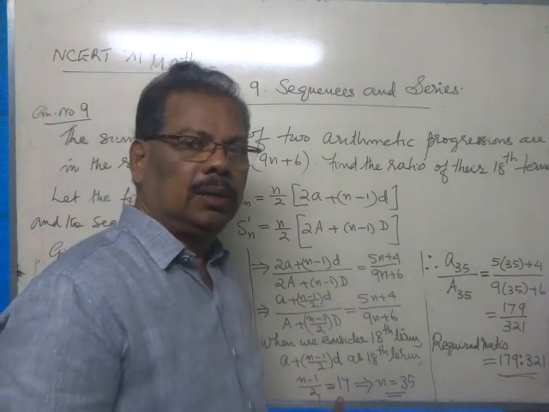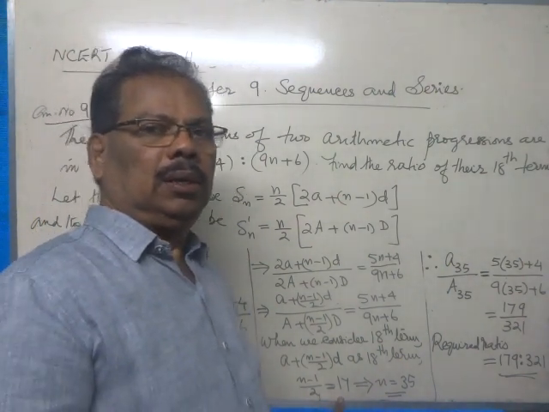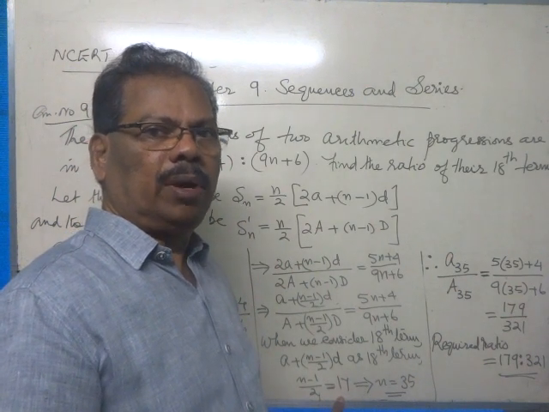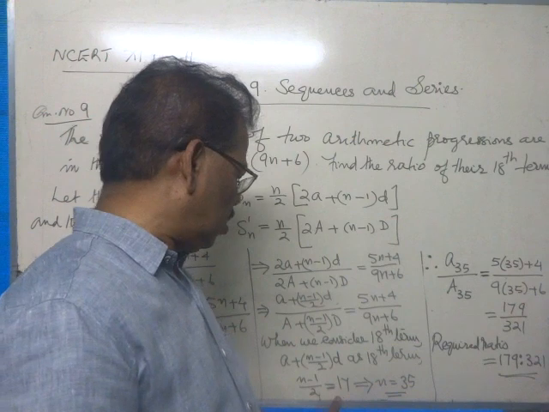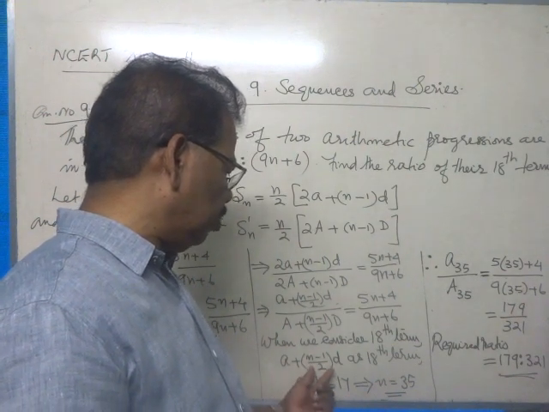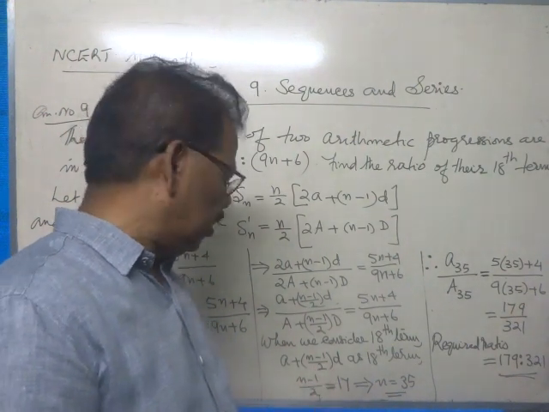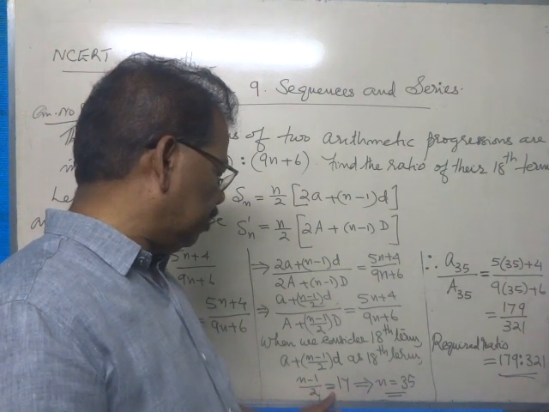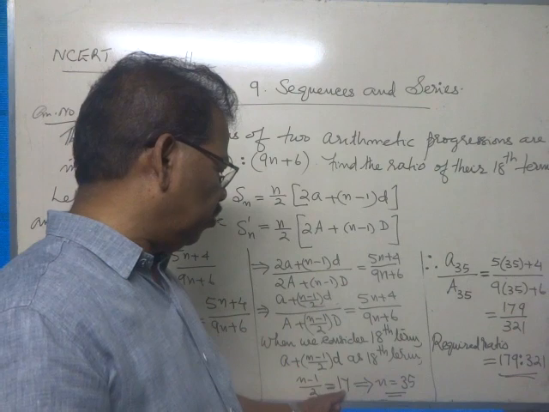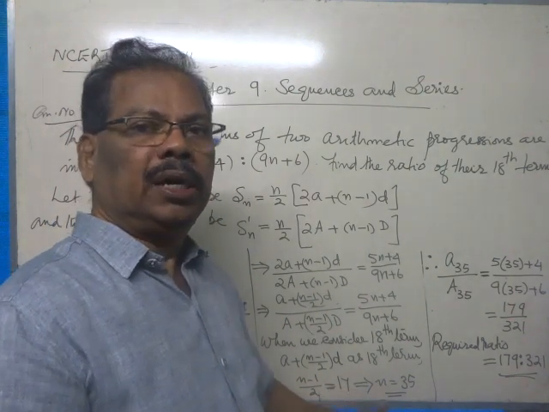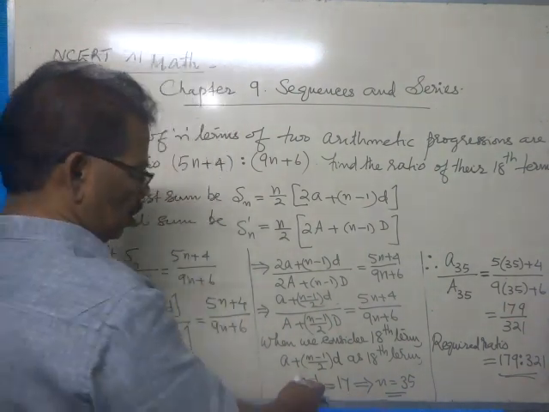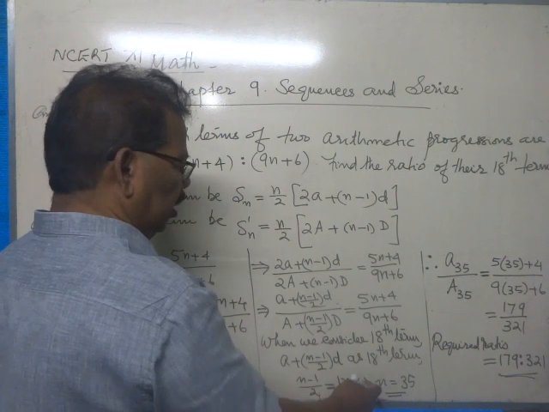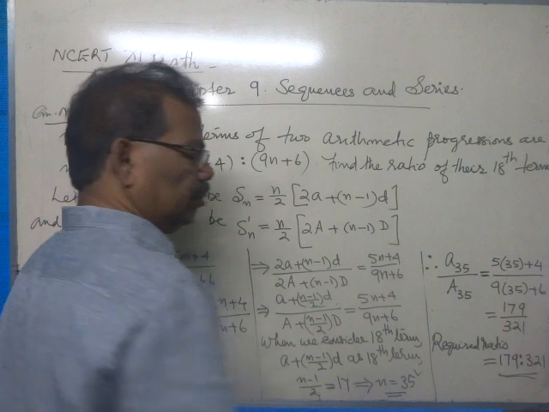Why? For getting the 18th term, we must add 17 common differences to the first term. Therefore, a plus (n minus 1) by 2 d must be a plus 17d. (N minus 1) by 2 is equal to 17. That means n minus 1 is equal to 34. Cross multiplying, n minus 1 is equal to 34, therefore n must be 35.